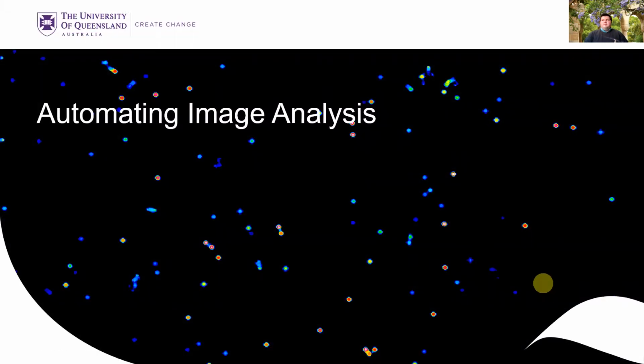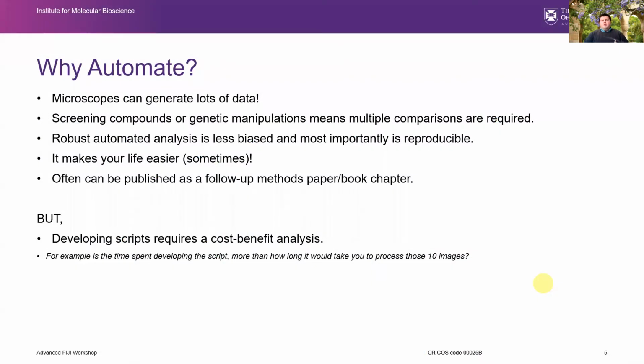So the first overarching theme is we want to automate our image analysis to speed up and make our lives easier. Well, why would we want to automate? Microscopes can generate lots of data nowadays. Whether you're screening compounds or using some kind of genetic manipulation, multiple comparisons are often required. So having a robust automated analysis is less biased and, most importantly, more reproducible. Hopefully, sometimes it makes your life easier, and it can often be published as a follow-up methods paper or book chapter to your main publications that you've used these pipelines in.